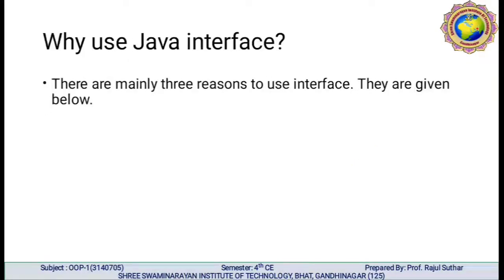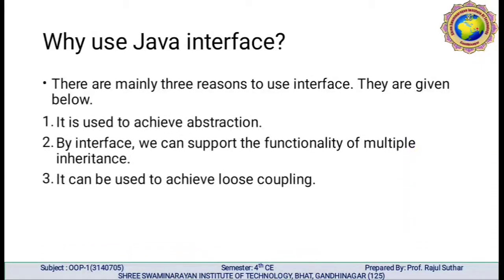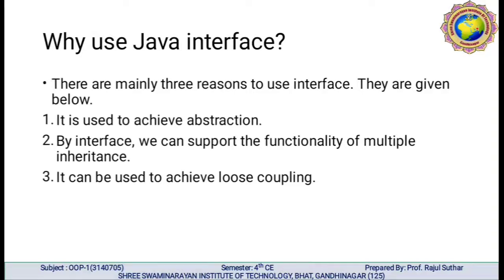Why use a Java interface? There are mainly three reasons to use a Java interface. First, it is used to achieve abstraction. Second, through an interface we can support the functionality of multiple inheritance. And third, it can be used to achieve loose coupling. Loose coupling means sharing less local data.